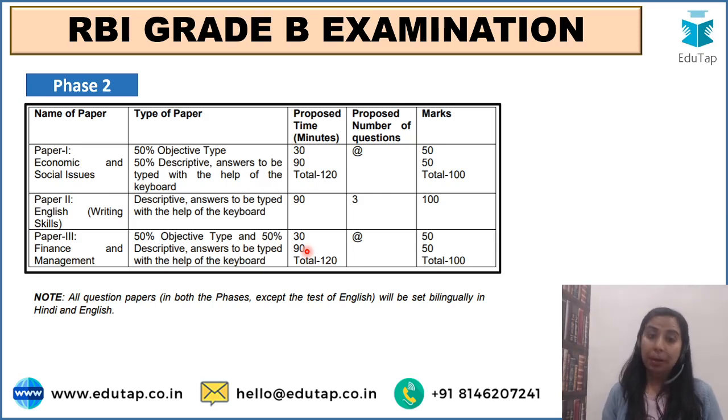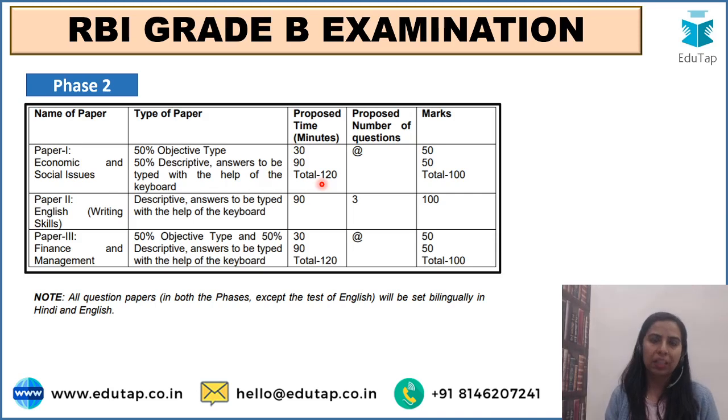Okay? Now, timing is also very crucial for you to understand because these 3 papers are conducted on the same day. It is not easy, but you have to make yourself practice a lot for this, right? So guys, the total proposed time is of 120 minutes. That is, in 30 minutes you have to do the objective questions, and rest of the time, 90 minutes, are for the descriptive. Same is for finance, and for English you have to do questions in 90 minutes.